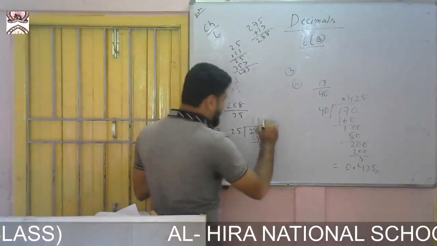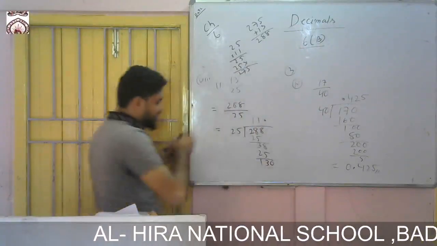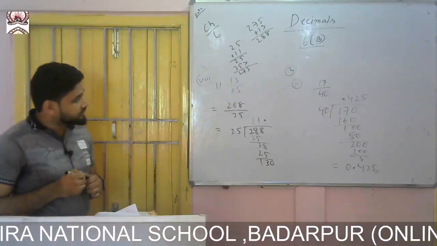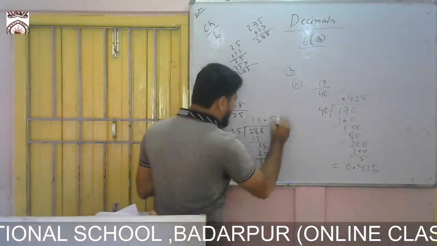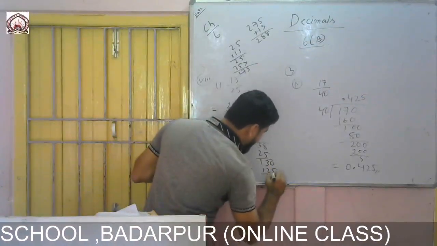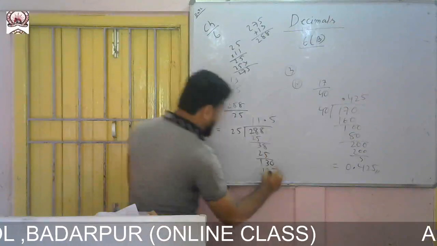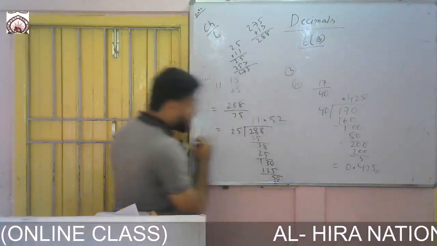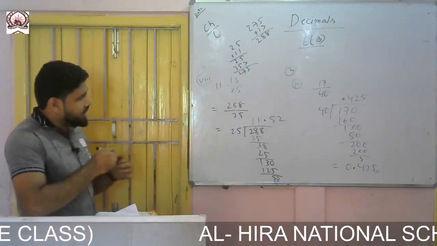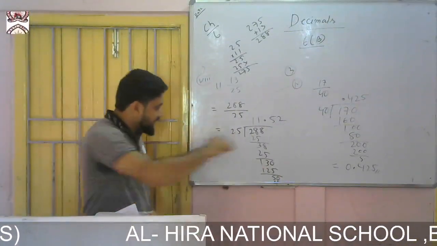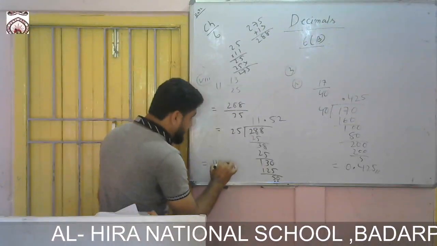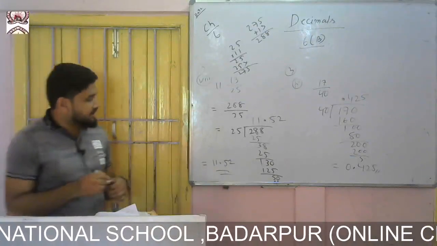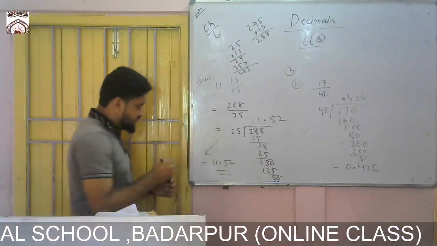Now I need to bring the point. So I shall bring 130. Okay. Now 5, 25 is 125. What remains here? 5. Point is there? 50. 5 twice is 50. 25 twice is 50. Therefore the answer will be 11.52. That is the answer. 11.52.